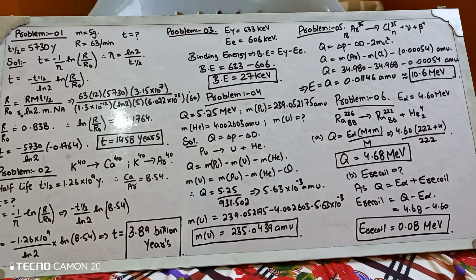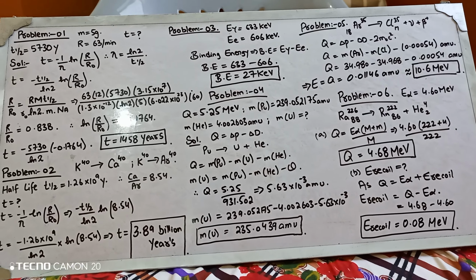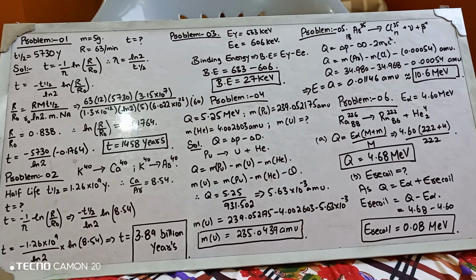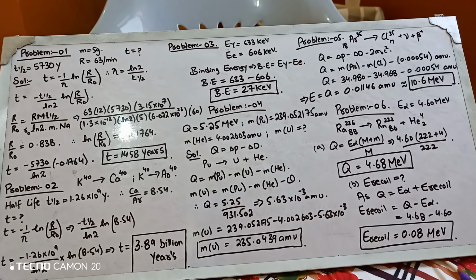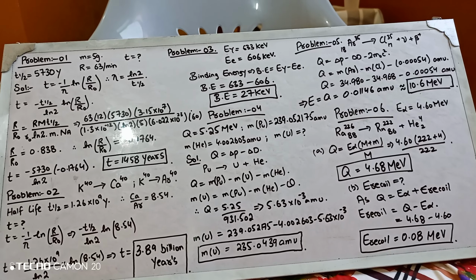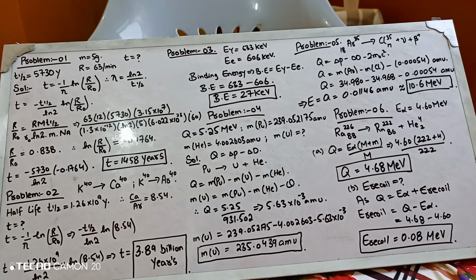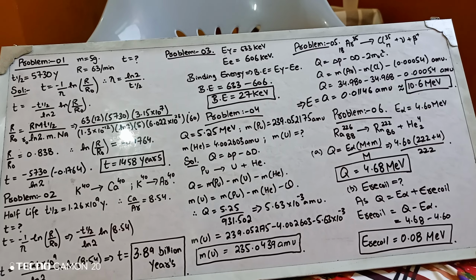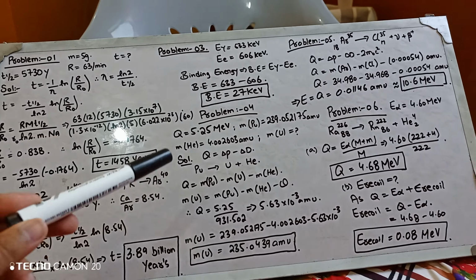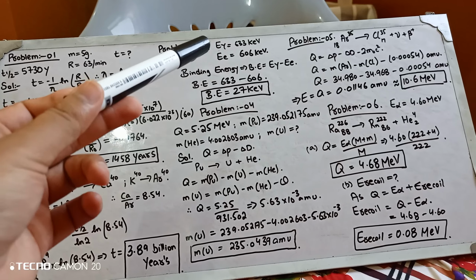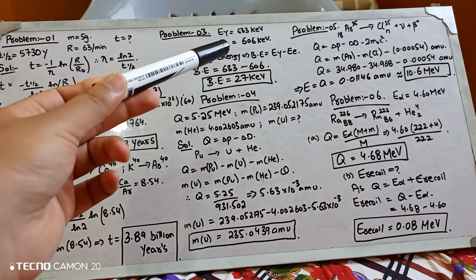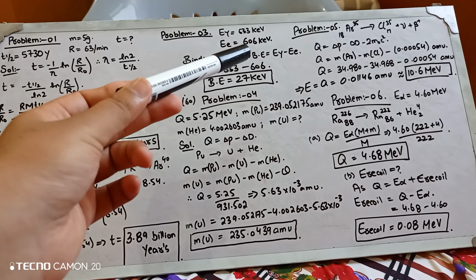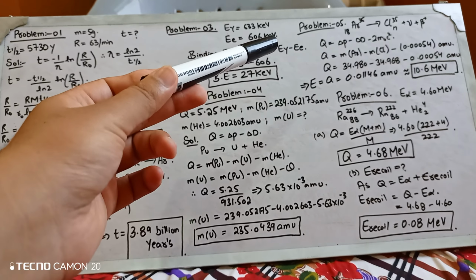Now move on towards our third problem. It says that a source emits a 633 keV gamma photon and a 606 keV internal conversion electron in the K shell. What you have to find is the binding energy of the electron in the K shell. So E photon is given, which is 633 keV. E of the electron for the case of internal conversion is also given, 606 keV.